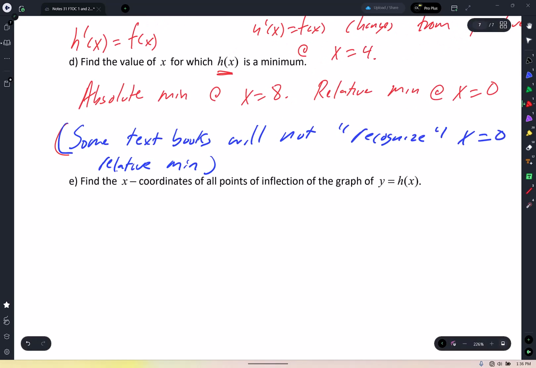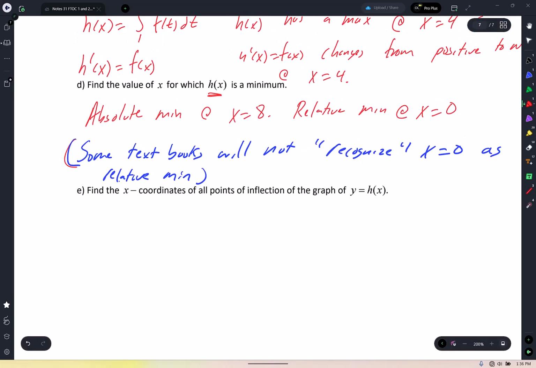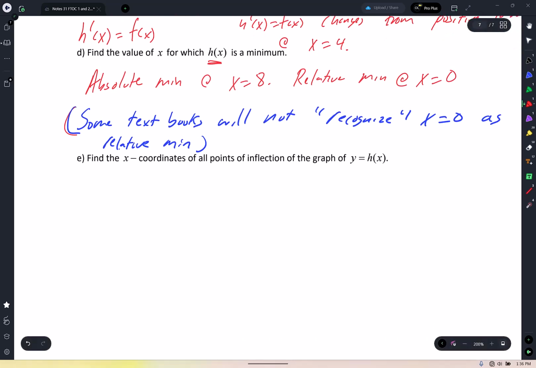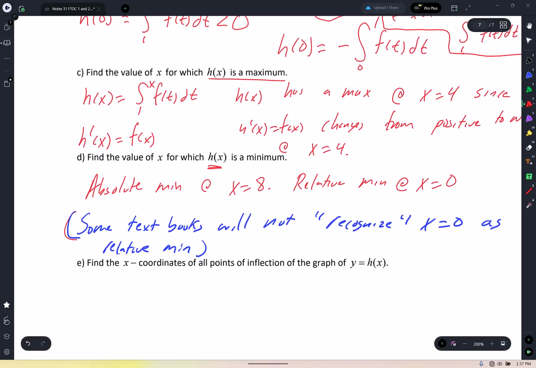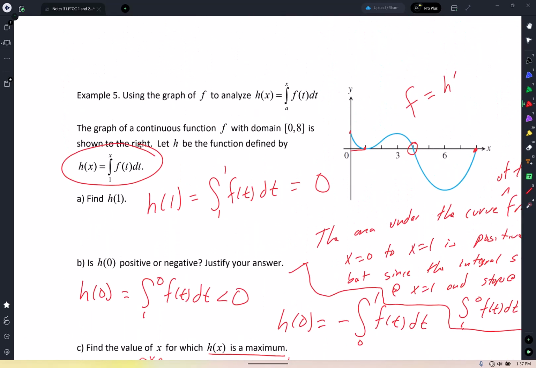Does that make sense, guys? Or no? Okay, last one. You guys okay? Do we still have energy? No? One more, guys. Find the x-coordinates for all points of inflection on the graph of h. Where does h have a point of inflection? Whenever what is increasing or decreasing?